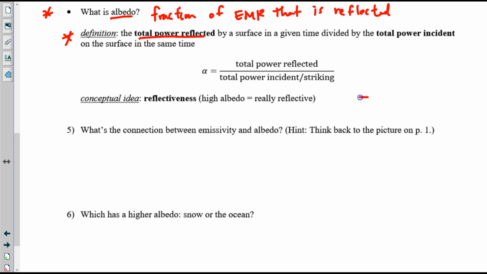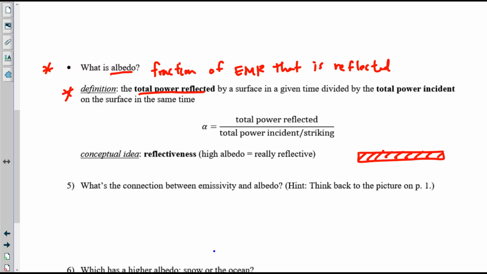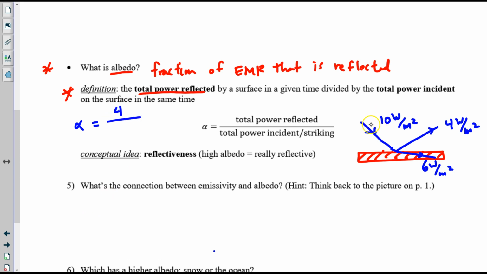Okay? That means if you have an object like this, and perhaps there is 10 watts per meter squared, that's the intensity of the radiation that strikes, and let's say 6 watts per square meter gets absorbed, and the other 4 watts per square meter is reflected. What would be the albedo in this case? Well, the amount that's reflected is just 4 watts per meter squared, and the amount that is incident is 10. So this gives an albedo of 0.4.